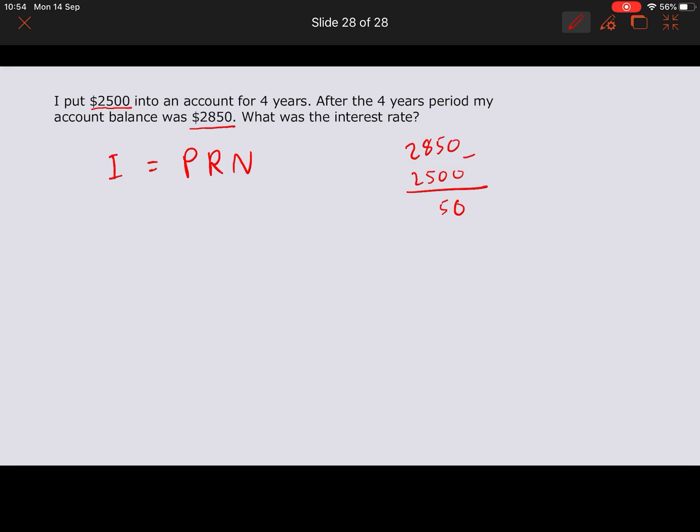What I'm told is at the end of 4 years I had 2,850, and at the beginning of that 4-year period I had 2,500. So the amount of interest I must have earned must be 350. Okay, not 2,850. That's how much you had at the end. So the interest you earned was 350. Principal, we know you started with 2,500. Interest rate is what you want to know. Number of years is 4.